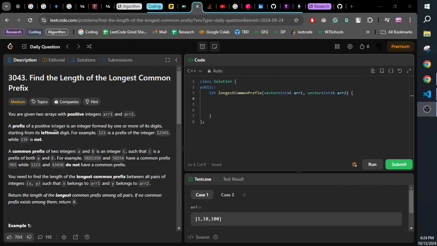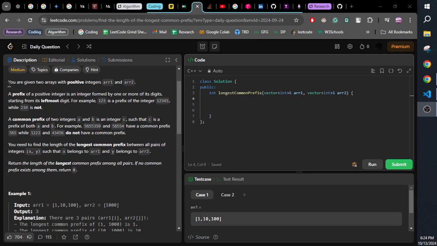Hello everyone, let's try to solve this medium LeetCode question. Find the length of the longest common prefix. So we are given two arrays with positive integers, array 1 and array 2.